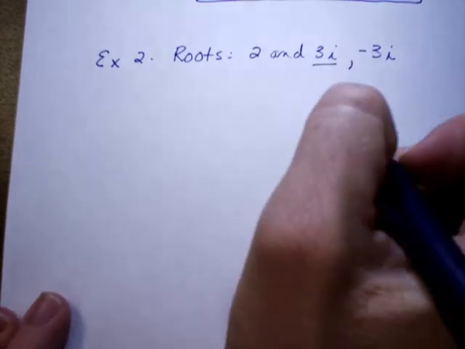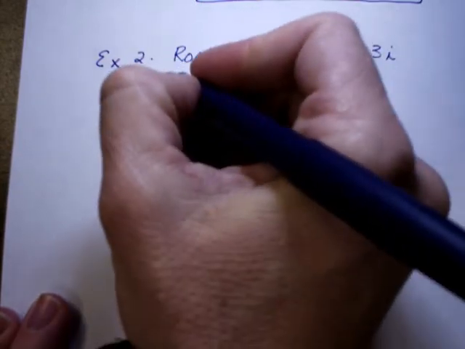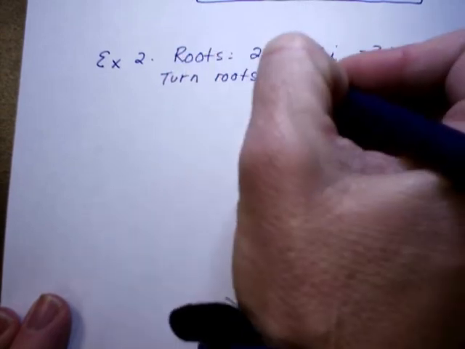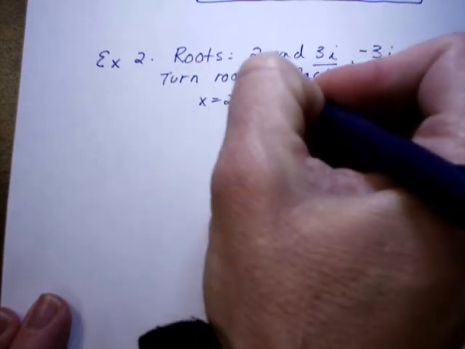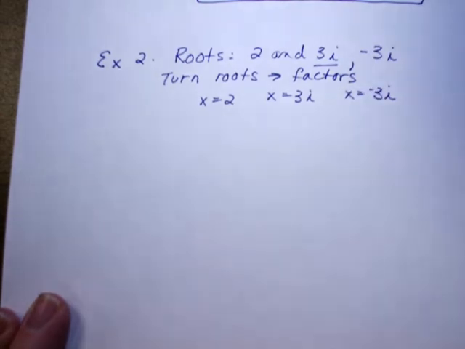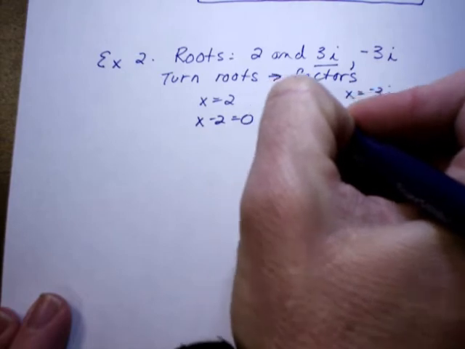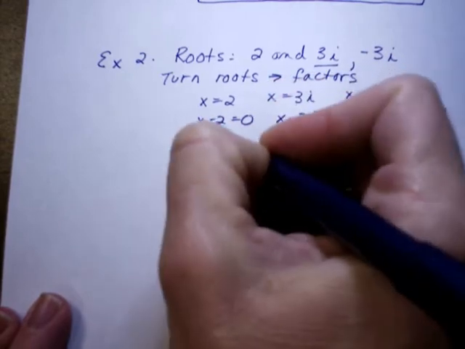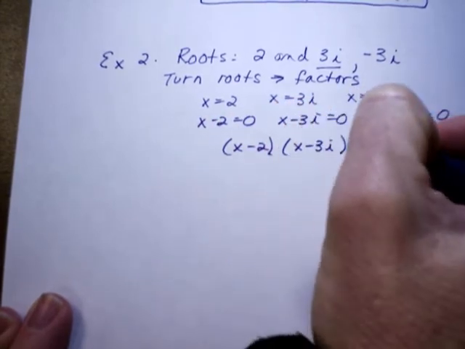I have 3 given roots. I should end up with an x cubed when I'm done with this. We're going to use the same process as before, which is turn the roots into factors. And we do this by setting them each equal to 0. And now I have my factors, and I'm ready to begin multiplying.